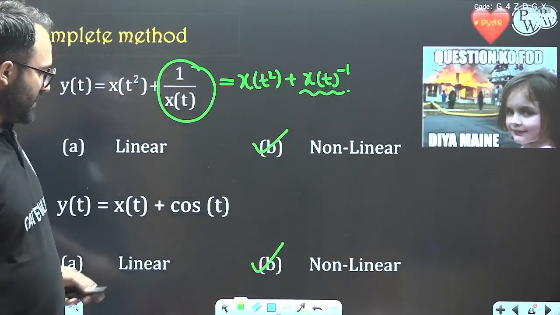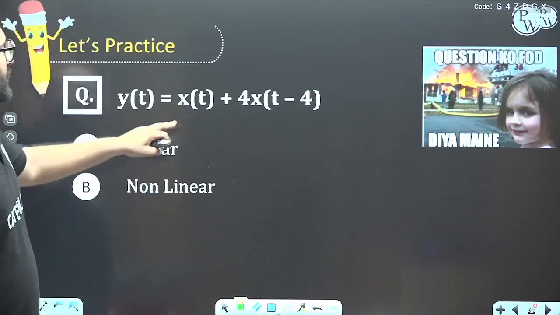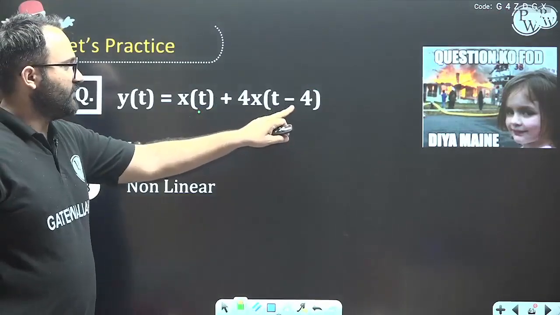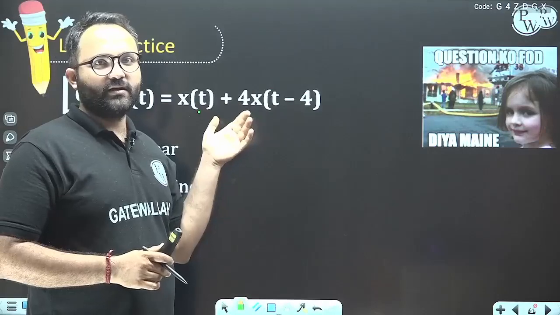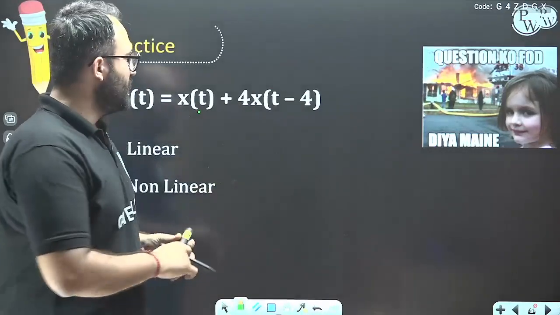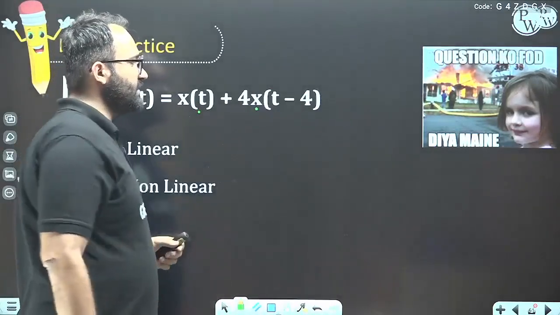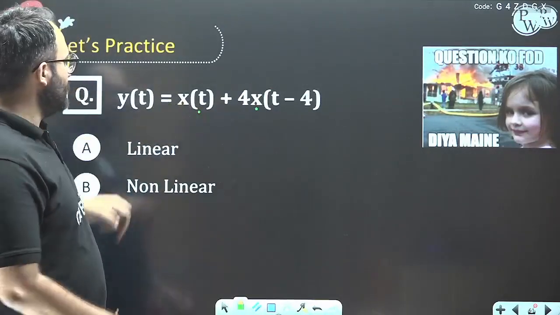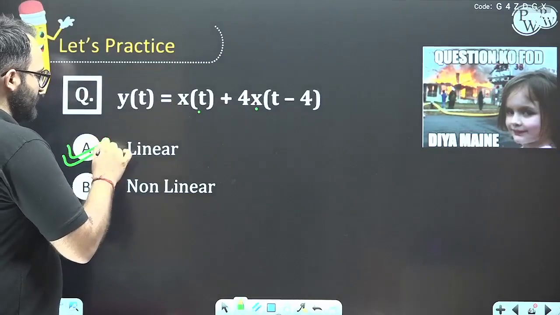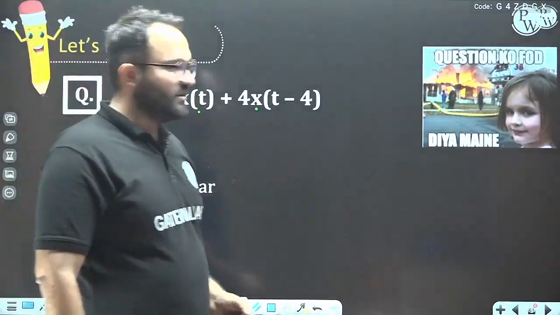Okay. Next, x of t plus 4 times x of t minus 4. Now this term is not an extra term because this is the input only. It is just getting shifted. So here we can see that this is linear. We have no non-linear operation on x. This is also linear. So the overall system is linear.